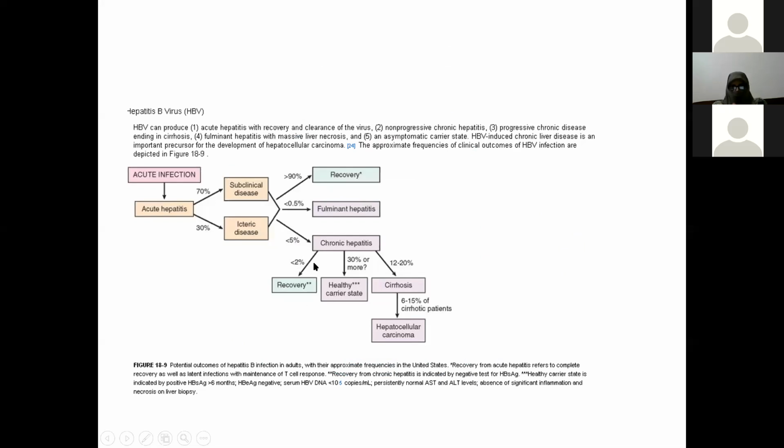This chronic hepatitis happens in less than 5% of the cases. If chronic hepatitis develops, then further, in less than 2% recovery happens. Healthy carriers are 30% or more, and then cirrhosis develops in 20%, and there are a few which develop hepatocellular carcinoma. Okay, so recovery, again healthy carriers, and cirrhosis. So this is basically how the cycle of hepatitis B goes.